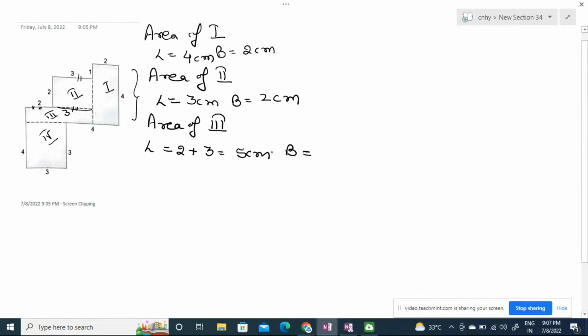And the breadth will be, this is 1 overall centimeter, overall 4. One is cut over here, 2 is cut over here, 1 is cut over there, so that leaves 1 centimeter.